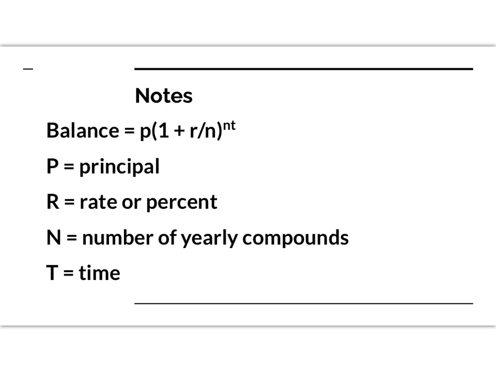Okay, I want to take the time to discuss this one. So here's our equation. Our new balance is the principal times 1 plus r, the rate over the number of yearly compounds, to the number of yearly compounds times the time. Now remember, the time is going to be in years. So if you're given months, you're going to have to divide by 12 to get the fraction of a year or decimal of a year to put into this equation.